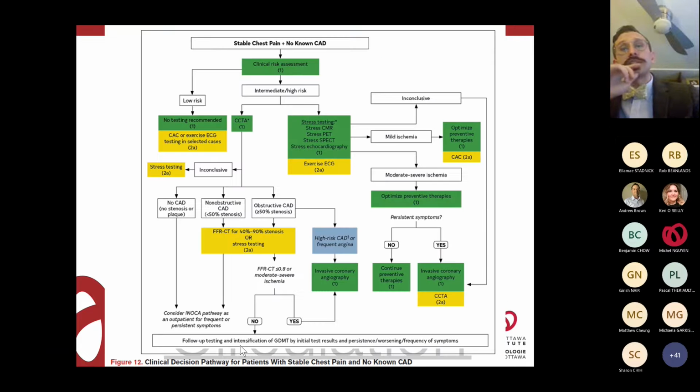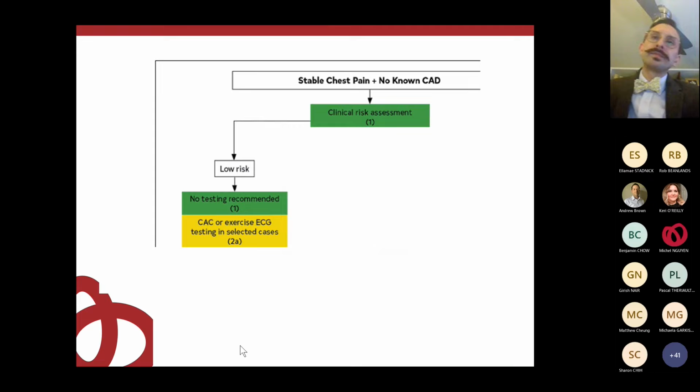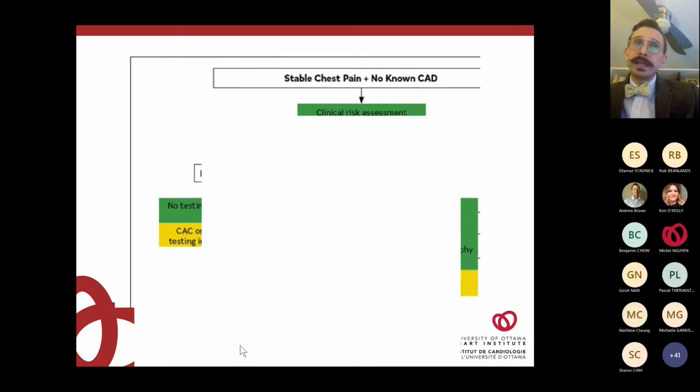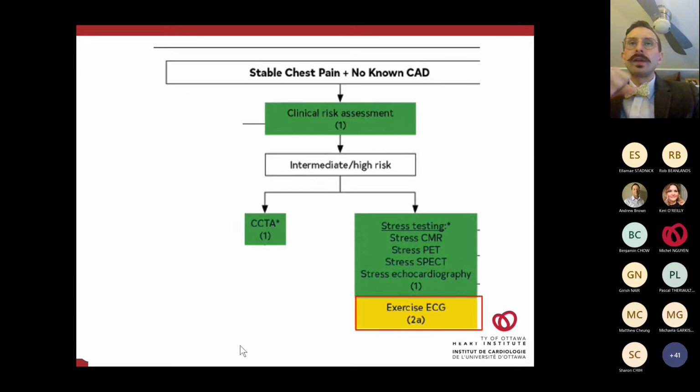And first up in the stable chest pain algorithm is again risk stratifying the patient into either low risk, intermediate, or high risk categories. For the low risk category, there's a Class 1 recommendation for no testing. A coronary artery calcium or exercise ECG can also be considered in select cases to risk stratify. For intermediate to high risk patients, either anatomical or functional imaging can be done. Both have Class 1 recommendations.